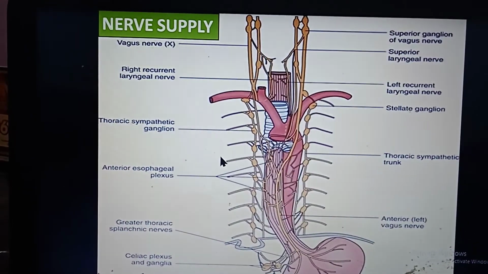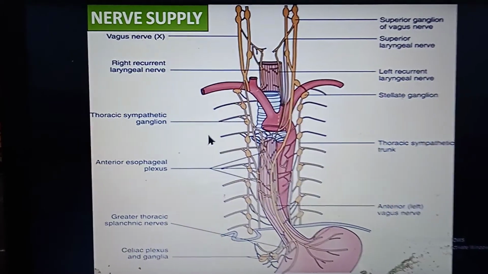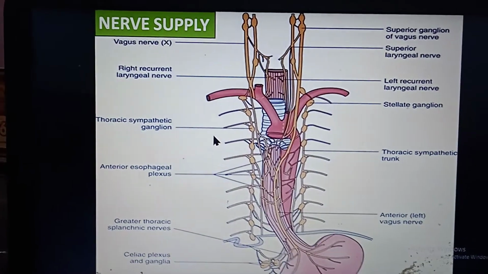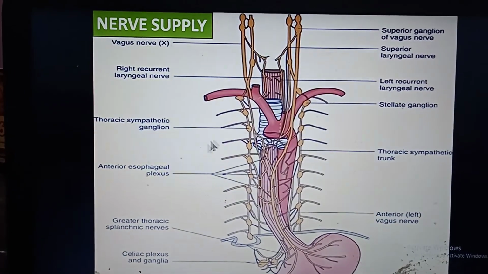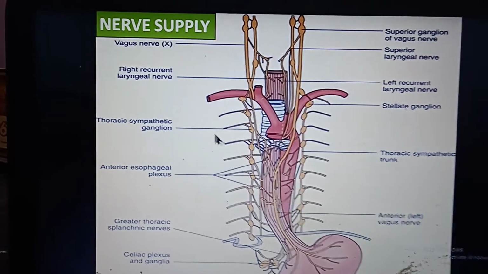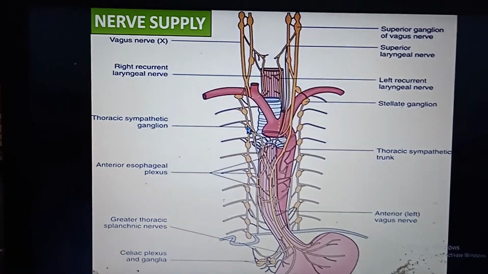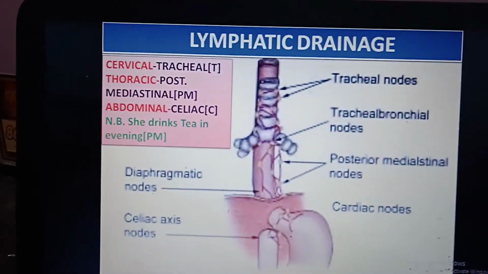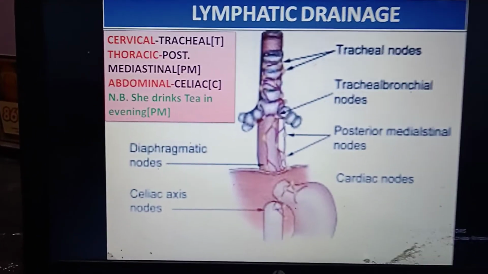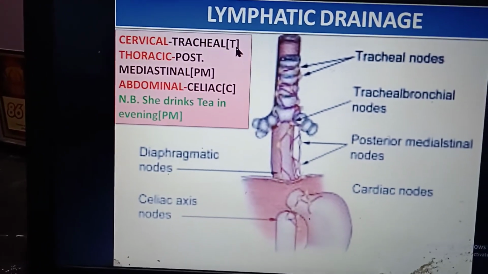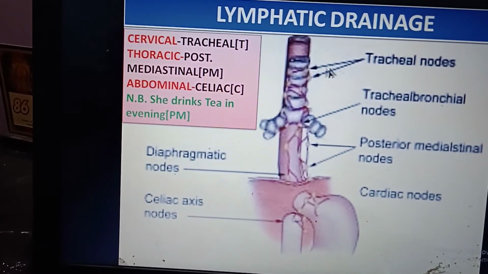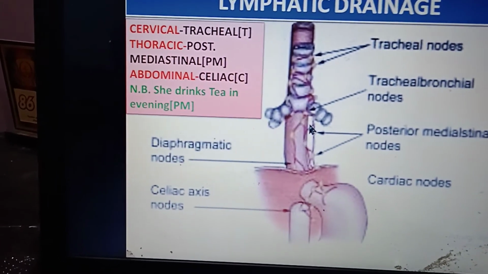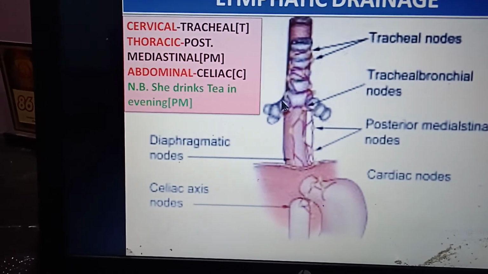Okay, and the root value T5 to T9 is the same as that of somatic nerve, which is going to the lower thoracic or epigastric region. So visceral pain of the esophagus will refer to the lower thoracic region or epigastrium, which is very important to know. Now coming to lymphatic drainage: in cervical, here is the trachea, so tracheal lymph node. In the thoracic, there is posterior mediastinal lymph node, and in abdominal part there is celiac lymph node.